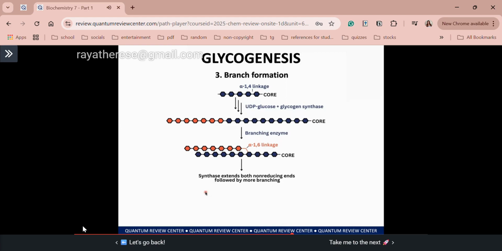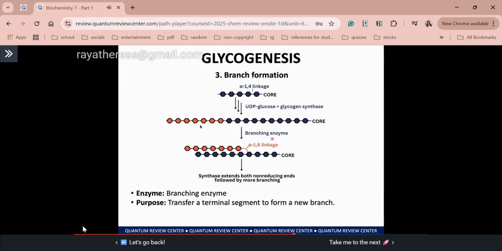Now, let's proceed with our branch formation. Here, we have your enzyme, branching enzyme. Right? Its purpose is to transfer a terminal segment to form a new branch. Okay, so let's check the mechanism. First one, of course, this is the previous reaction. So UDP glucose as our substrate, catalyzed by your enzyme, glycogen synthase, will elongate the chain until it reaches this specific elongation of the chain.